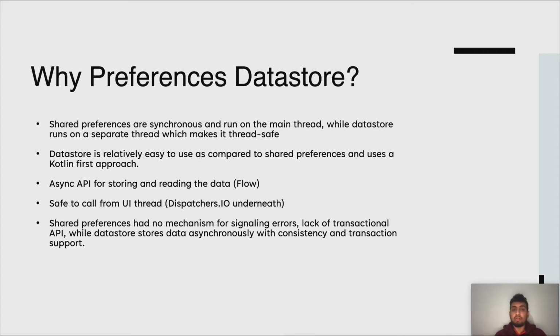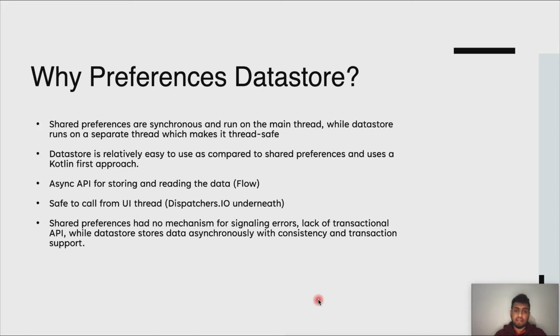When you are using shared preferences, if you use .apply, then it is asynchronous, or else all the reading and writing operations are synchronous, which can result in ANRs. Why does that happen? If you want to write a large amount of data in shared preferences, then all the work is being done on the main thread, which can result in ANRs.